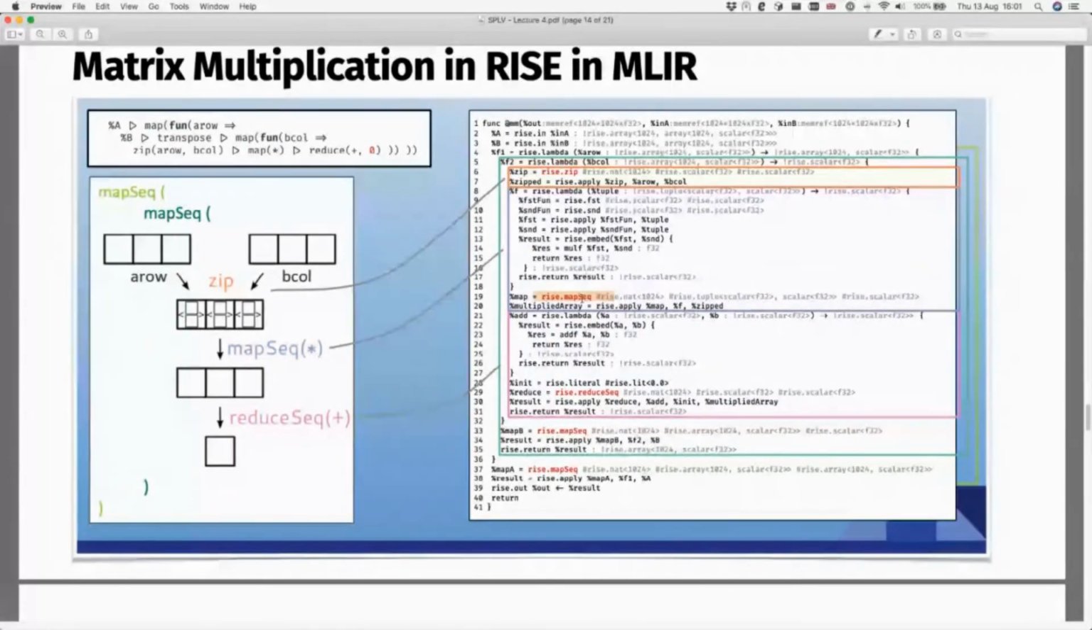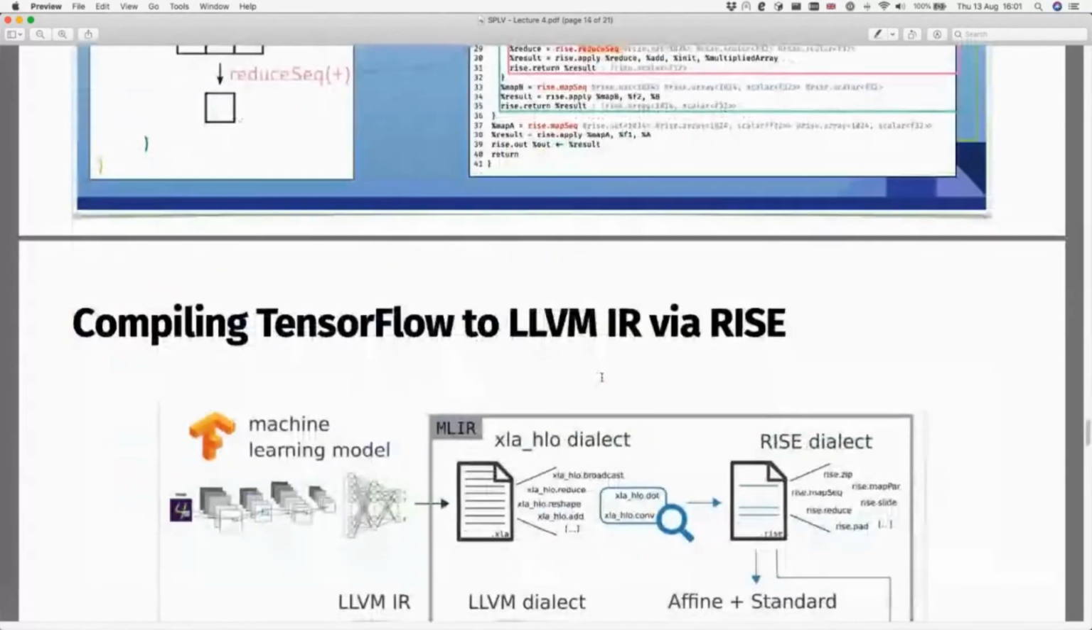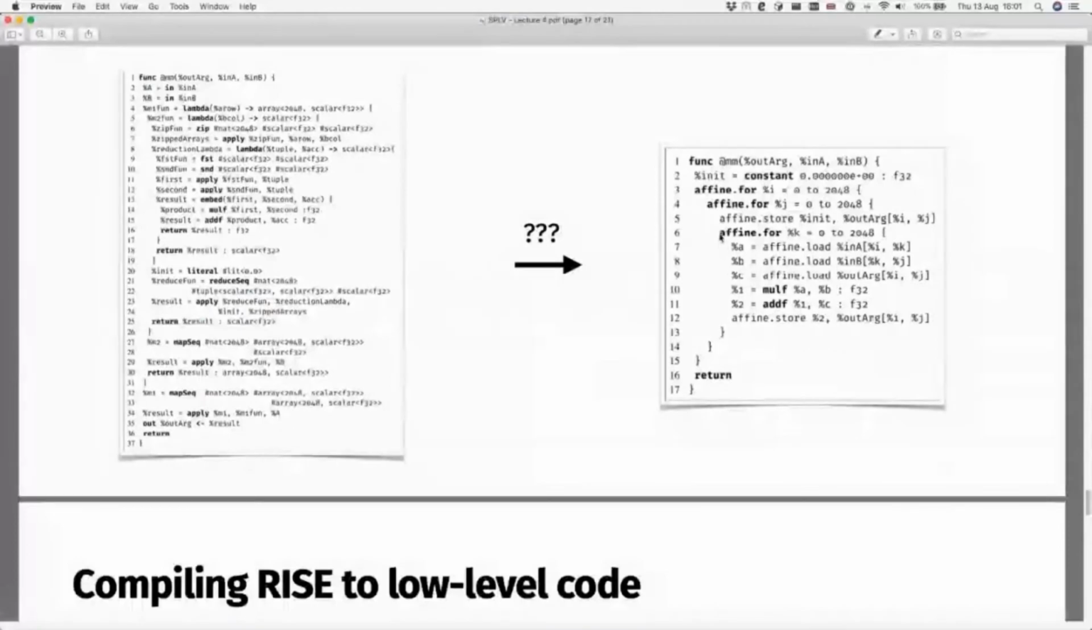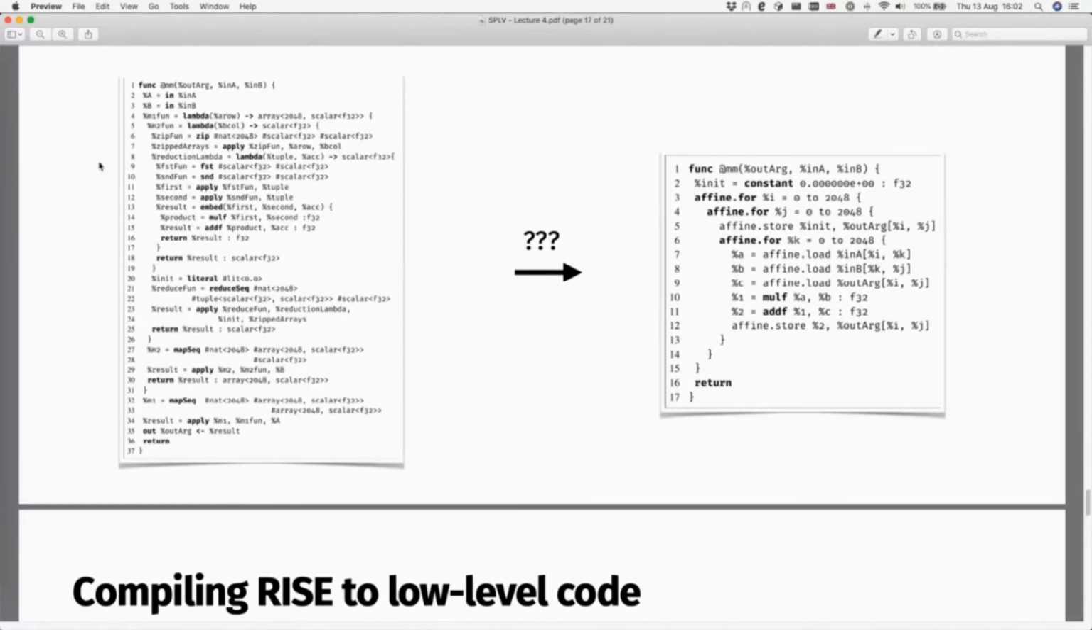Actually, in this representation I've shown you here, we have decided to perform first the multiplication of all elements pairwise, and then we are going to reduce them. If I had lowered this, it would have resulted in a different low-level code than I've shown here, with an additional for loop doing first the multiplication and then a for loop doing the addition. And the program I show you here on the left-hand side has already fused this map and reduce together, as explained by one of our rewrite rules.